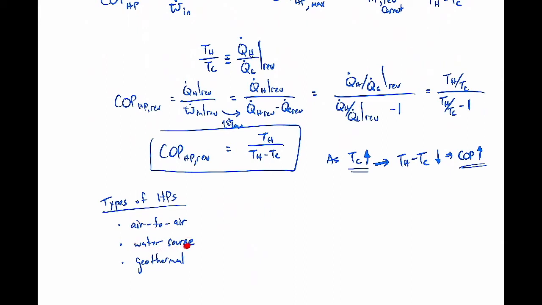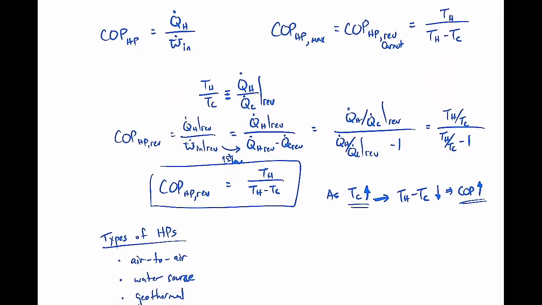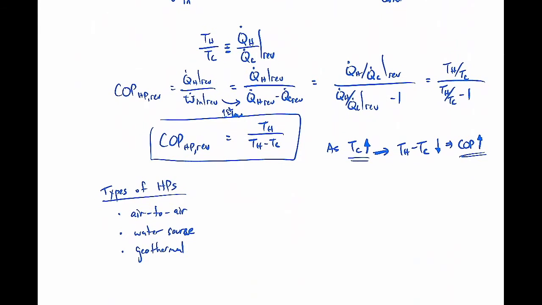The water source heat pump pulls energy from a large body of water. So your cold reservoir might be like a lake, a pond, maybe a well. If you dig down into the subsurface water, you could use a well. Possibly the ocean, so it's pulling energy from a water source. And then geothermal pulls energy from the ground. Those come in two different styles.